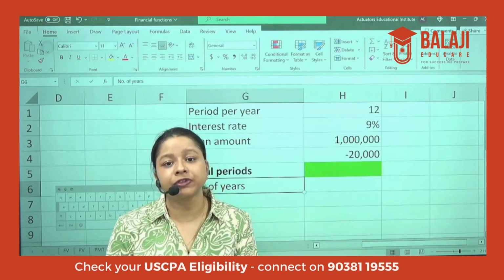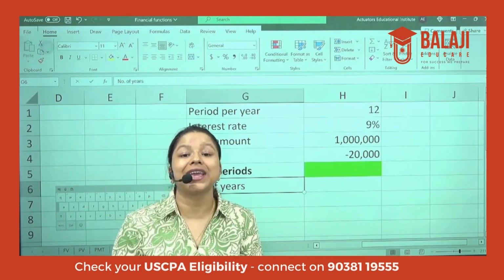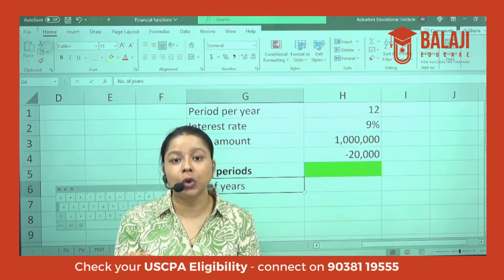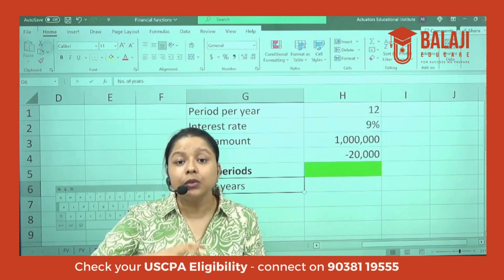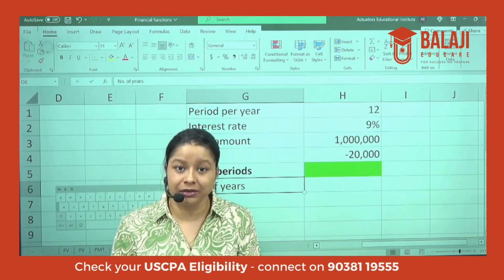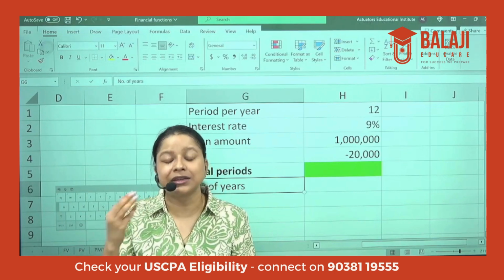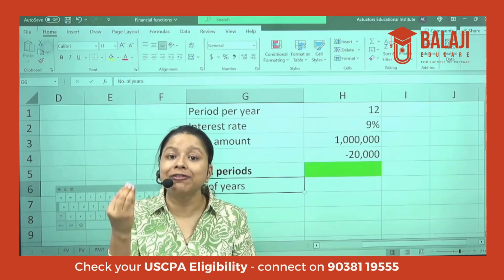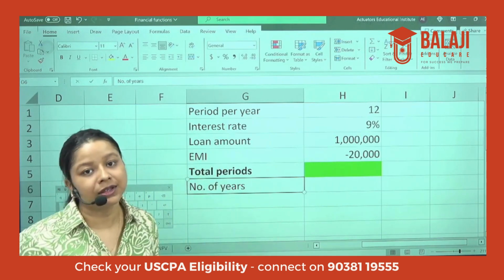For example, if you are taking a loan of, let's say, 10 lakhs at time 0, and you are able to pay only an equal monthly installment of, let's say, 10,000, then what is the total number of periods at a given interest rate? That is, the total number of months you will have to make the payment for? If you need to calculate that, then we can use this particular function.